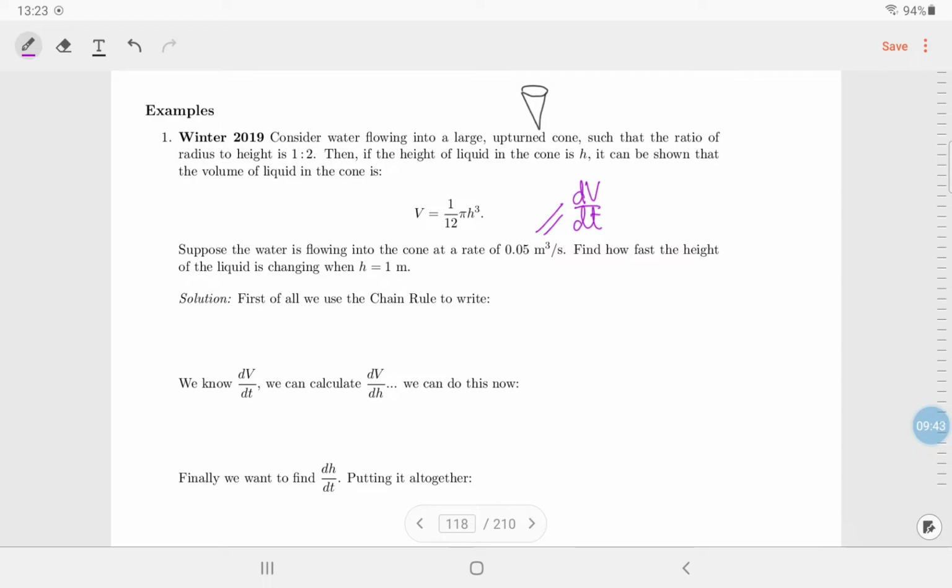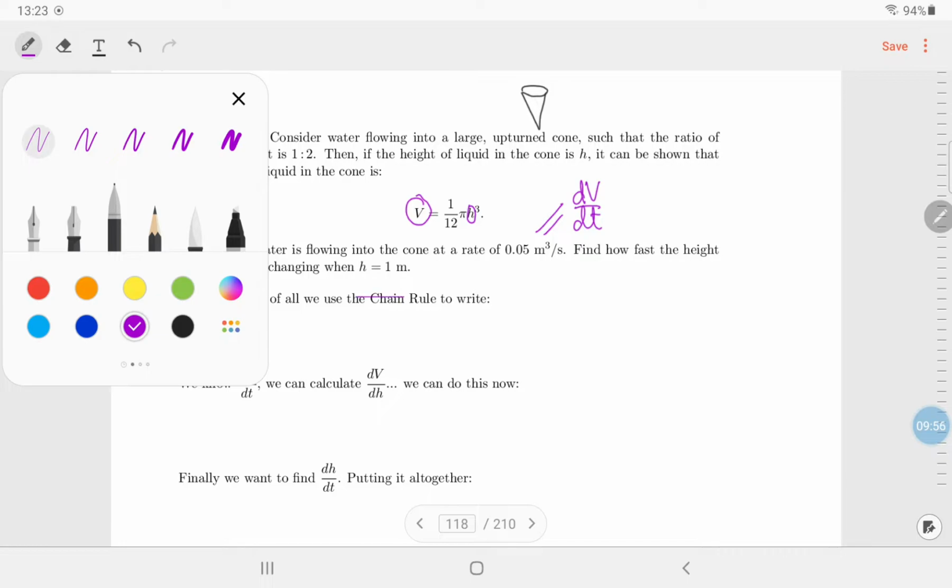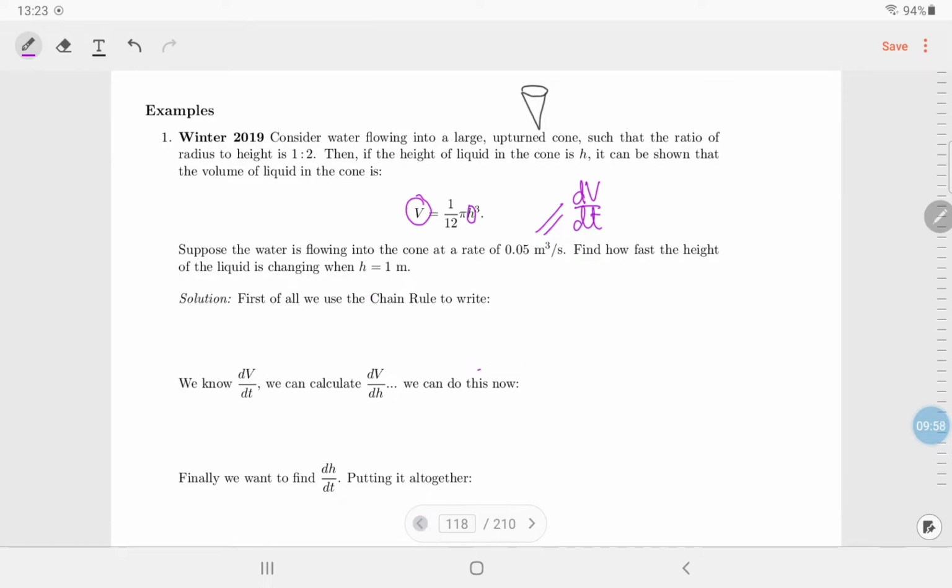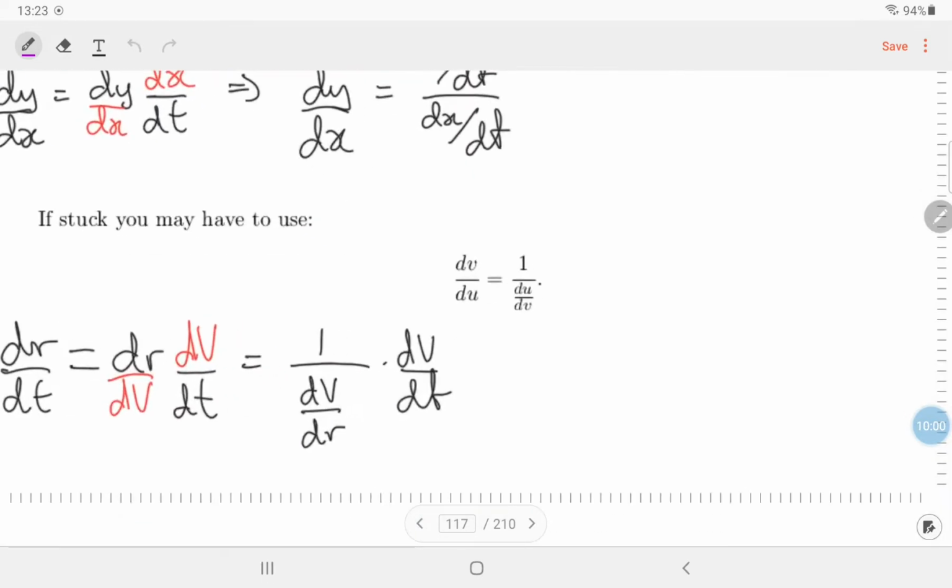The second thing is: what are the two variables that we're interested in that are related here? The related variables are the volume and the height. Now, we spoke about the thing on the previous page. If you're stuck, you might have to do this.